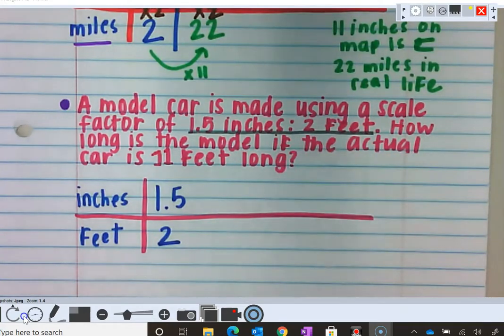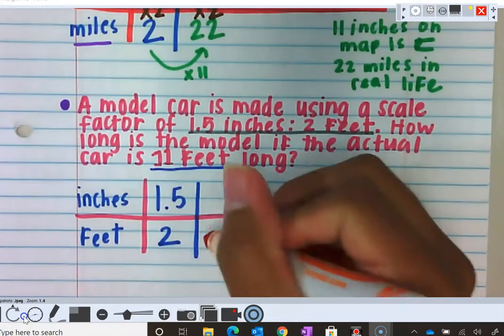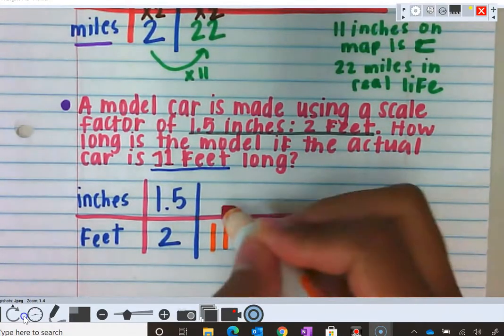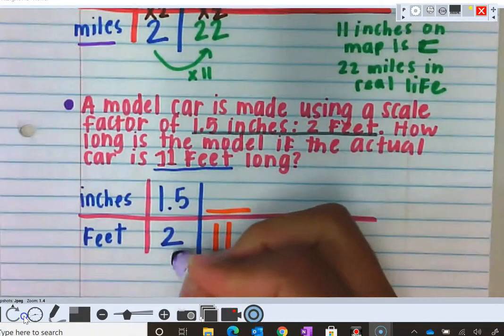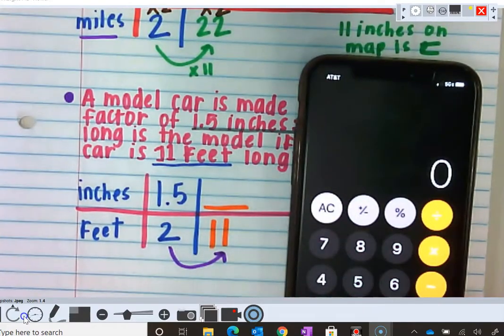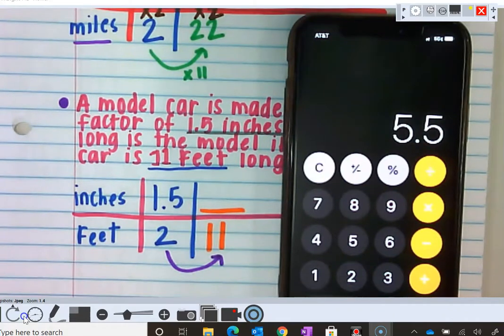All right, so we know what we're looking for, 11 feet long. We have that information. So we're going to put 11 here at the bottom. And we're trying to figure out the number of inches. So this time we're trying to figure out the inches, and we have the feet. And so one thing I can think about, well, how am I going from 2 to 11? So I can't think of a number times 2 that can go directly into 11. So I'm going to get my calculator, and I'm going to divide 11 divided by 2. 11 divided by 2 is 5.5.